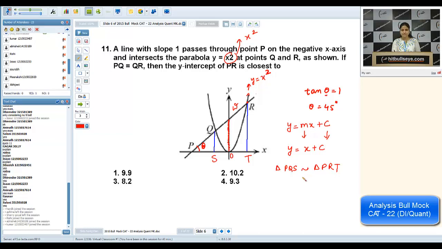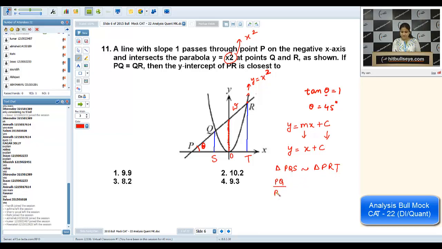If they are similar, of course the ratio between the sides should be maintained always. As PQ is equal to QR, we can say that PQ upon PR should be equal to half. Similarly, we can say QS upon RT is equal to PS upon PT. Are you getting me, all of you?